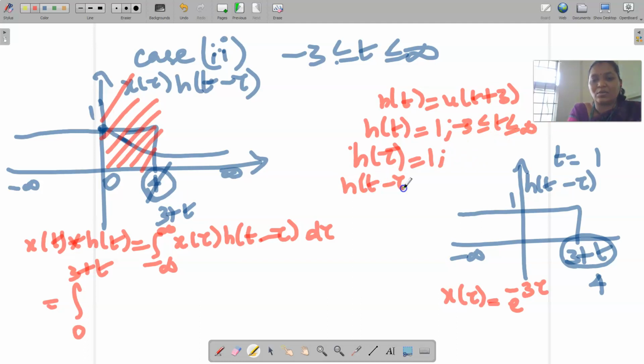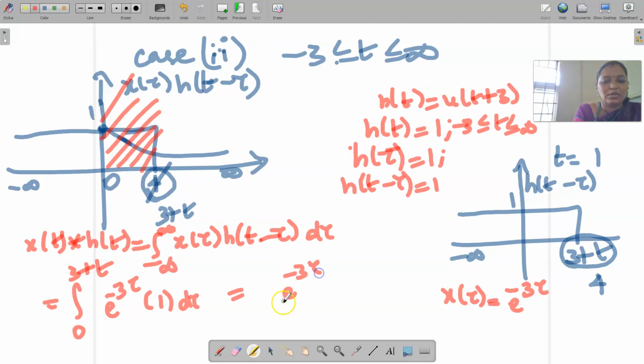Similarly, h of t minus tau also becomes what? 1, okay. There is nothing to substitute, I do not have any t value to substitute here. So, all values are 1, h of t is also 1, h of tau is also 1, h of t minus tau is also 1. So, x of tau is nothing but e power minus 3 tau, h of t minus tau is 1 and then d tau, okay. Just do your integration. So, e power minus 3 tau divided by minus 3 and it varies from 0 to 3 plus t, okay. So, substitute your upper limit.